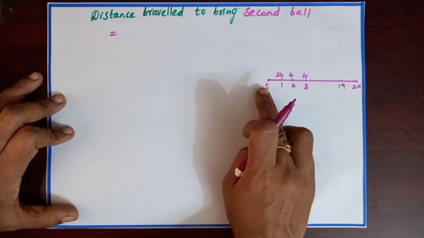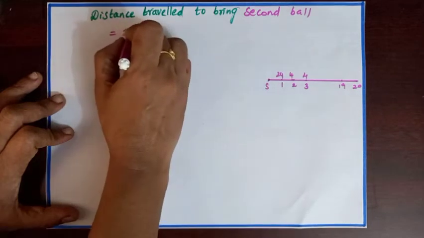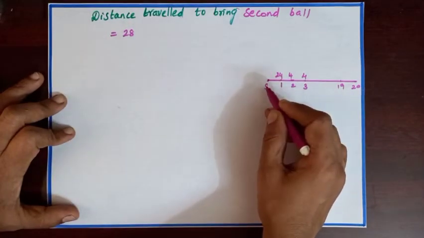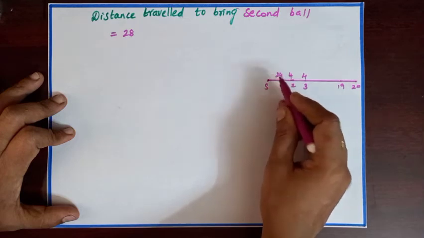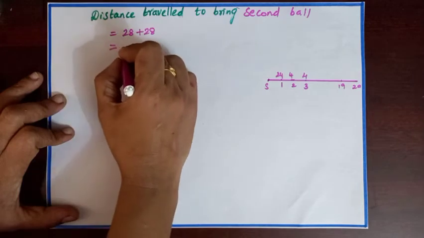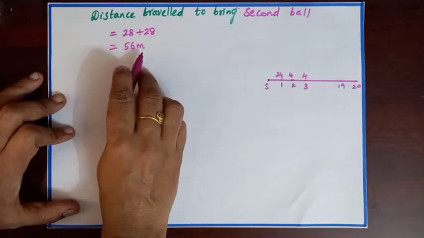To find the distance travelled to bring the second ball: from the starting point to the second ball is 24 plus 4 is 28 meters. Then once again he has to move to the starting point, so 4 plus 24 is 28. So 28 plus 28 is equal to 56 meters.